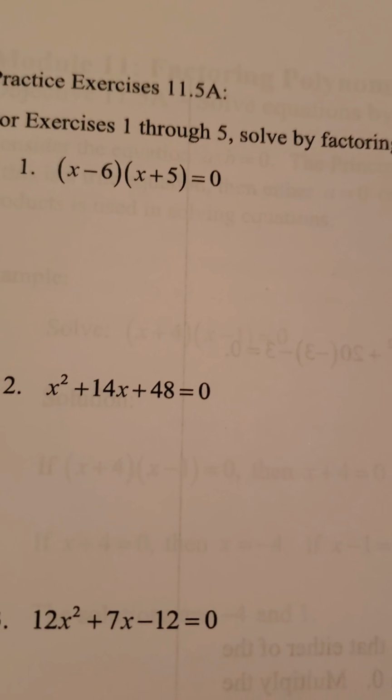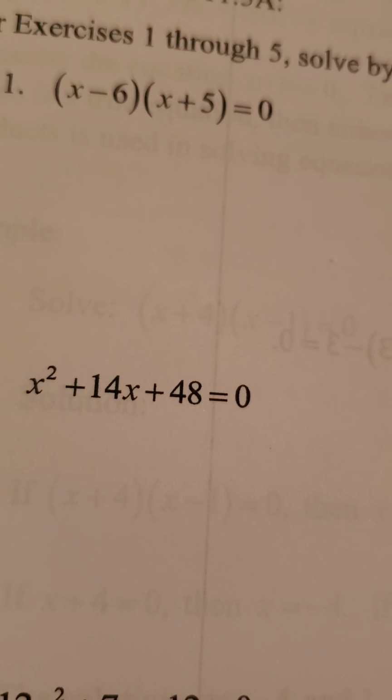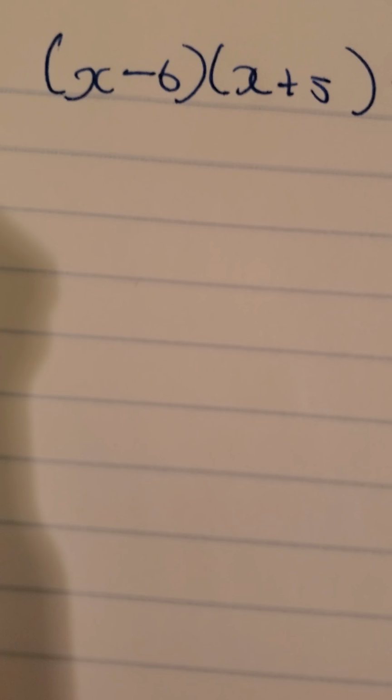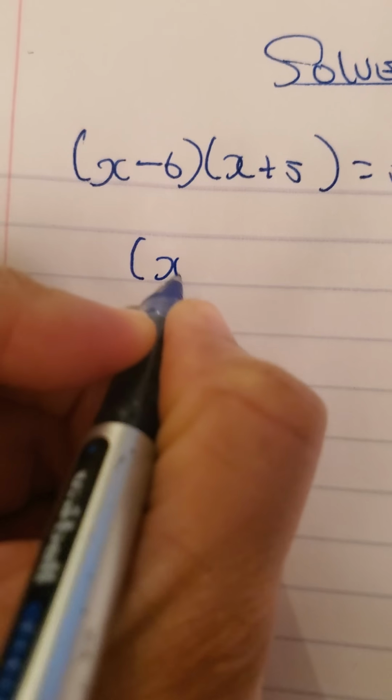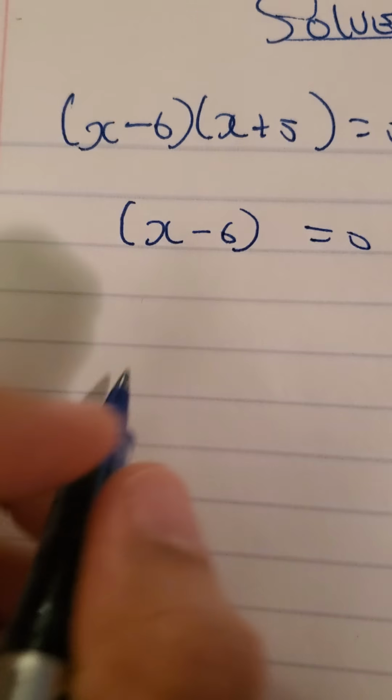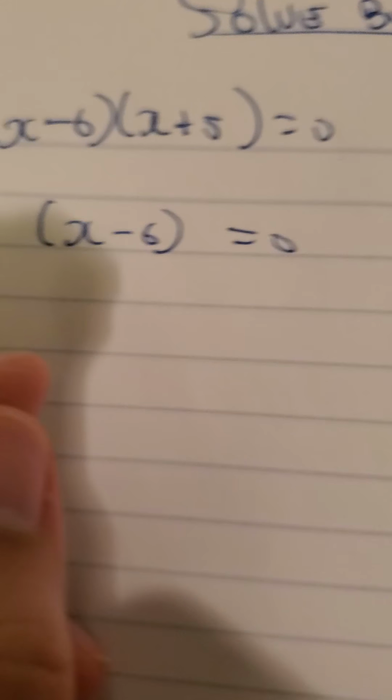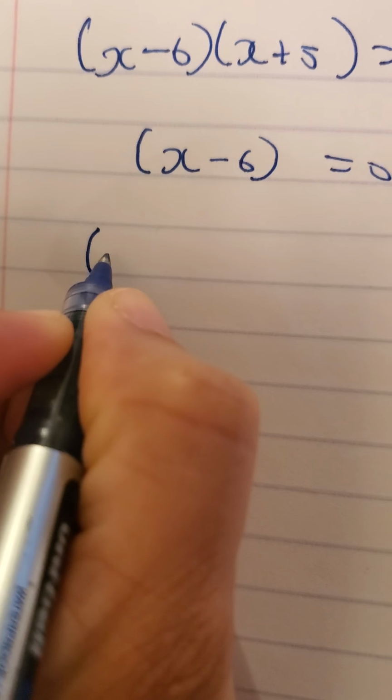The good news about the first equation is that it's already in factored form. So this is x minus 6 times x plus 5 equals 0. Once your equation is in factored form, you set each factor equal to 0 and solve.